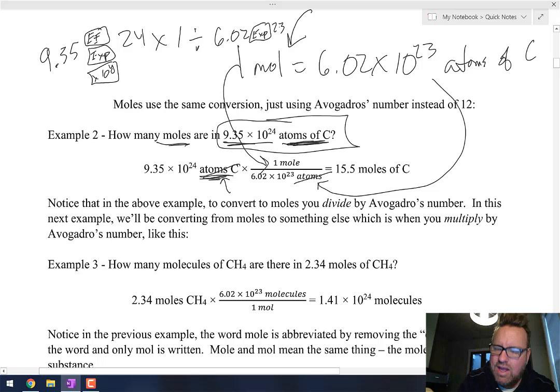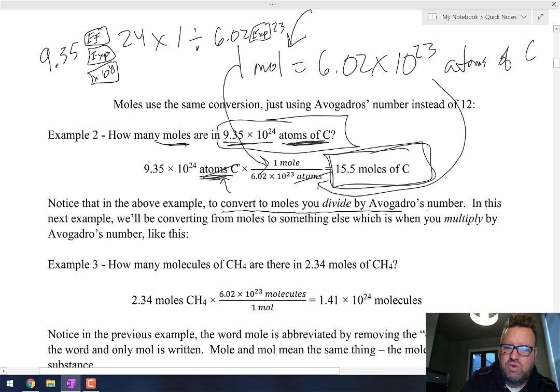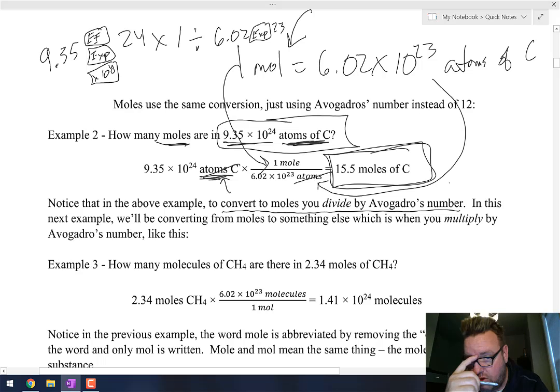And when you do that, again, you should do this on your own calculator to make sure you get it right. You should get that answer. Obviously, I rounded there, okay? And notice that in order to convert to moles, you divide by Avogadro's number.